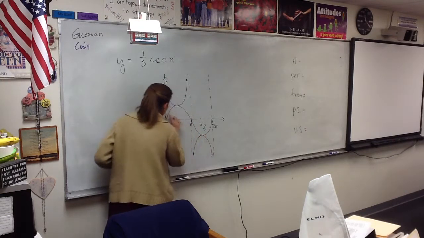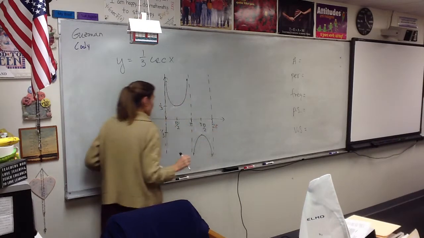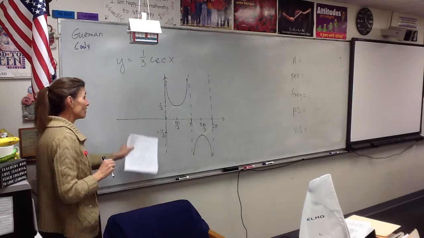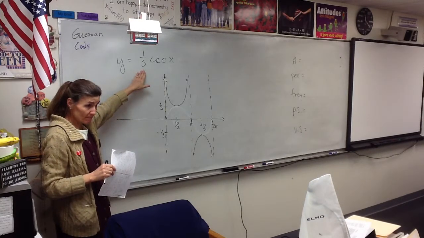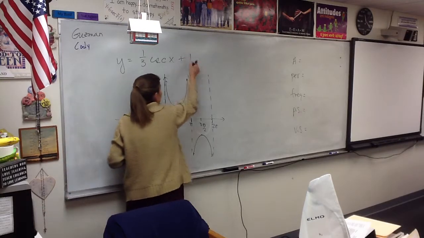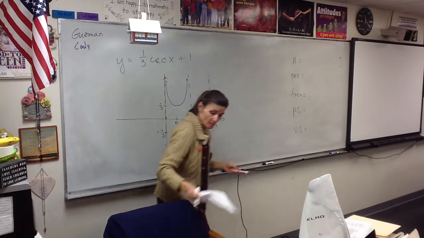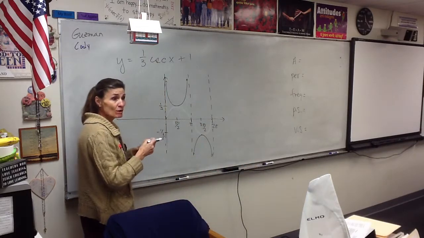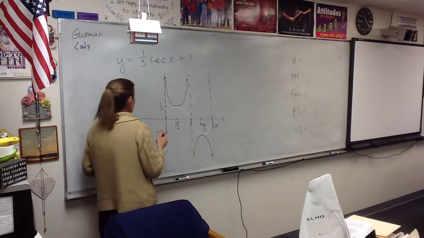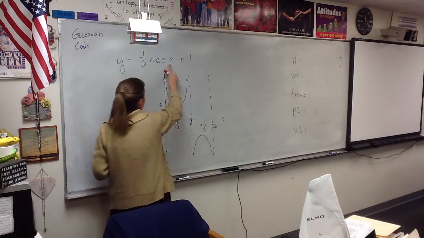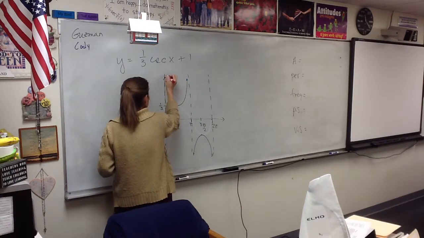And of course I've got the magic of the board, so I'm going to go ahead and erase this sine curve. That is this. Everybody with me? But the problem had a +1 on the end of it. What does that do? That's not in parentheses, so it doesn't go back 1. That's going to go up 1. So it's going to go up 1.